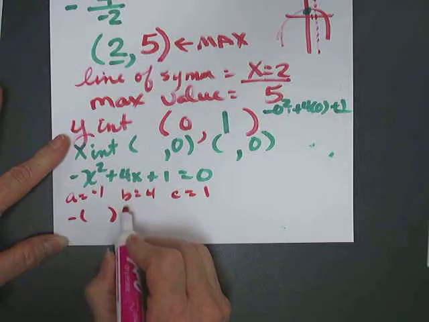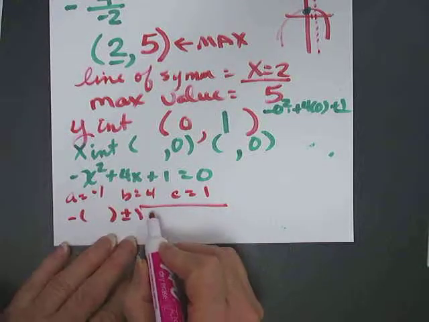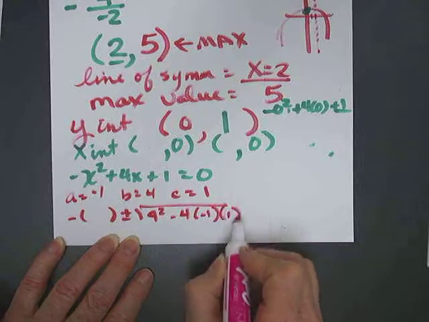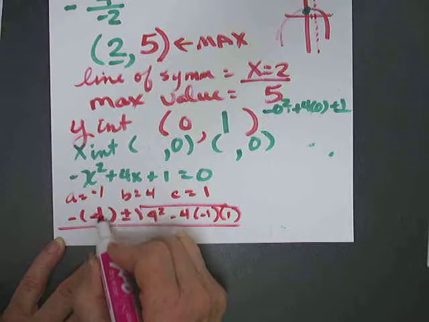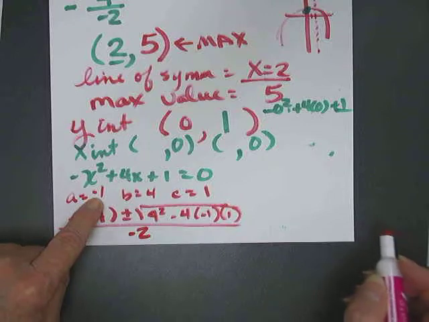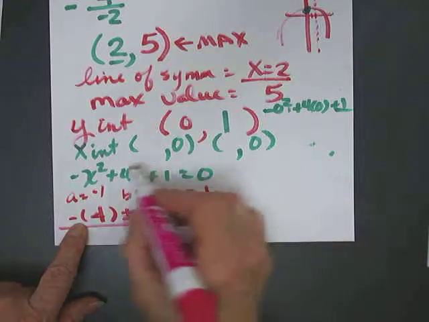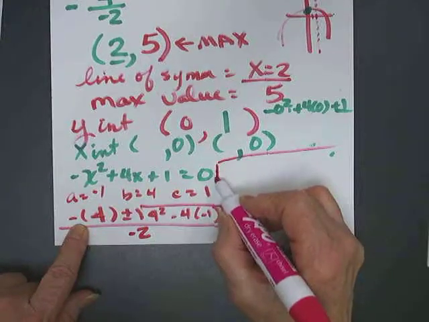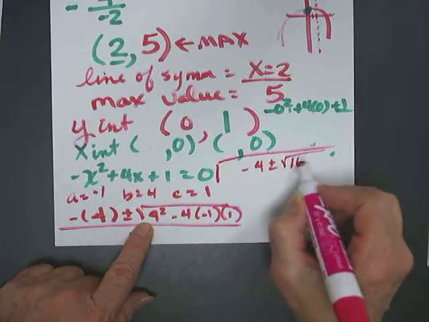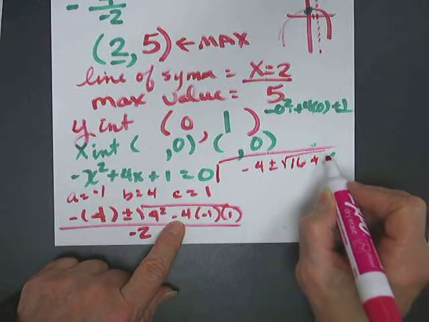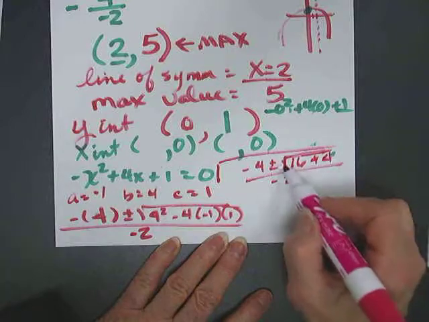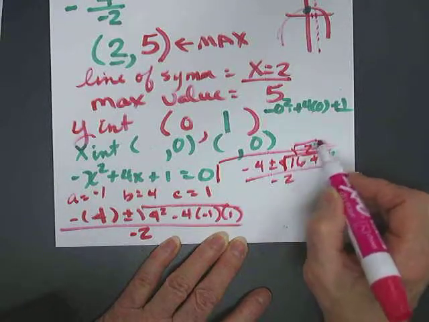Okay, let's do the ABC. Let's get the two numbers. A is negative 1, B is 4, because I know when you do 1 times 1, it's not going to add up to 4. So I know we can't just factor it. Okay, C is 1. Negative B plus or minus square root of B squared minus 4AC over 2 times A.